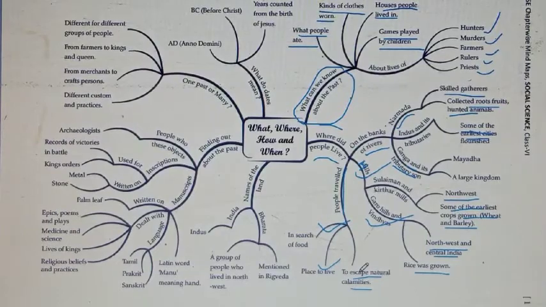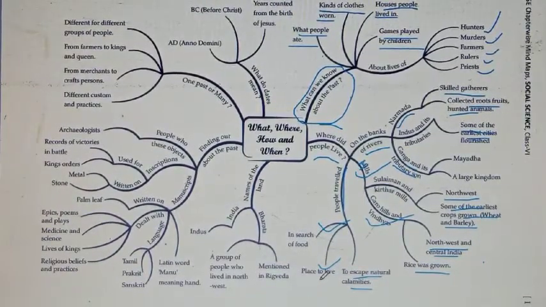So they shifted from one place to another, and they always remained on the move. That sort of people were there, and they traveled a lot, traveling in search of food. Okay, so this was your topic: where did people live.